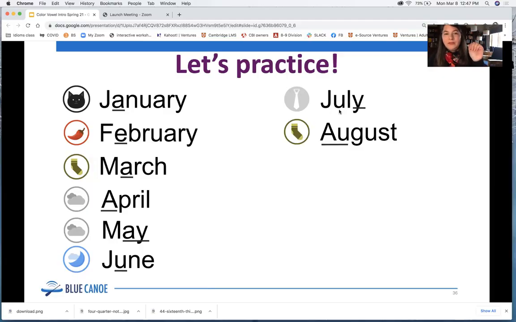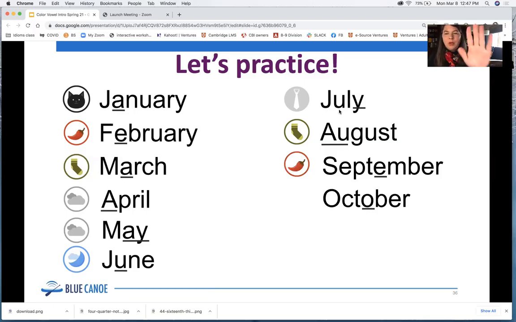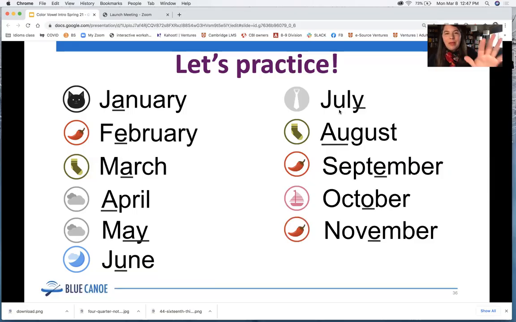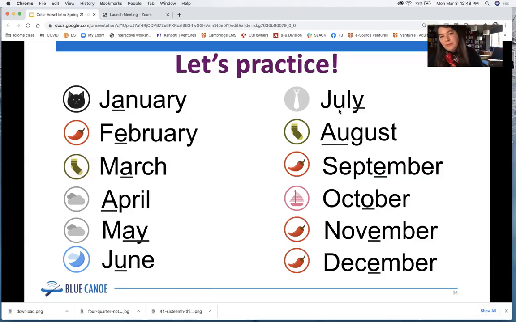August, olive sock August, good. September, red pepper September. Oh, October, rose boat, October. November. Red pepper, November. And the same, red pepper, December. So this underline shows you where the stress vowel sound is, and this shows you what vowel sound it is. August. July. Right here, September.